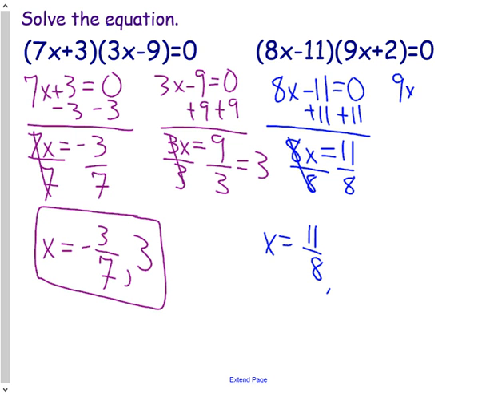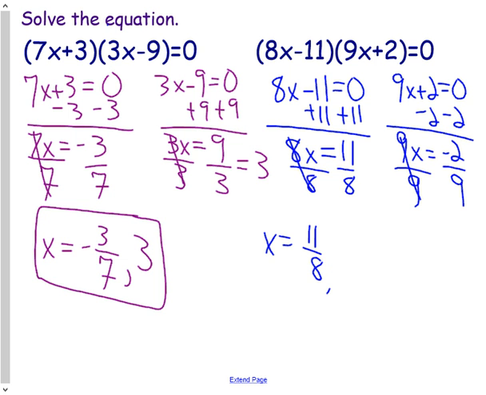9x plus 2 equals 0. Subtract 2 from each side. 9x equals minus 2. Divide by 9. And we get negative 2/9.